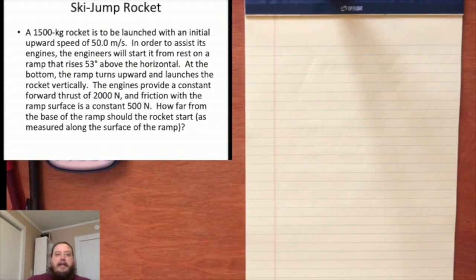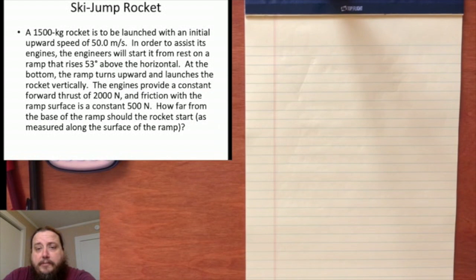Okay, so it says a 1,500 kilogram rocket is to be launched with an initial upward speed of 50 meters per second. In order to assist its engines, the engineers will start it from rest on a ramp that rises 53 degrees above the horizontal. At the bottom, the ramp turns upward and launches the rocket vertically. The engines provide a constant forward thrust of 2,000 newtons, and friction with the ramp is a constant 500 newtons. How far from the base of the ramp should the rocket start, as measured along the surface of the ramp?